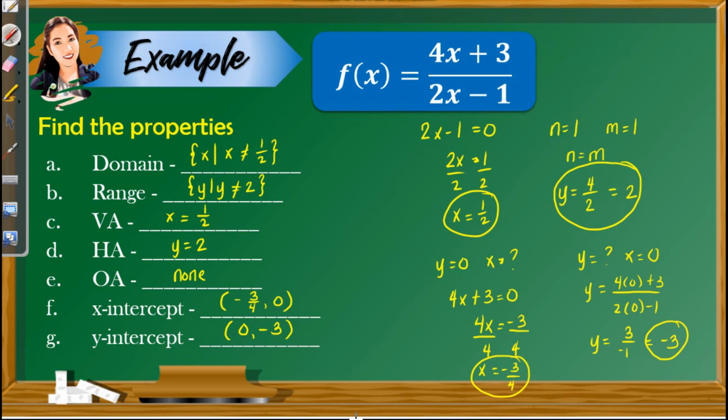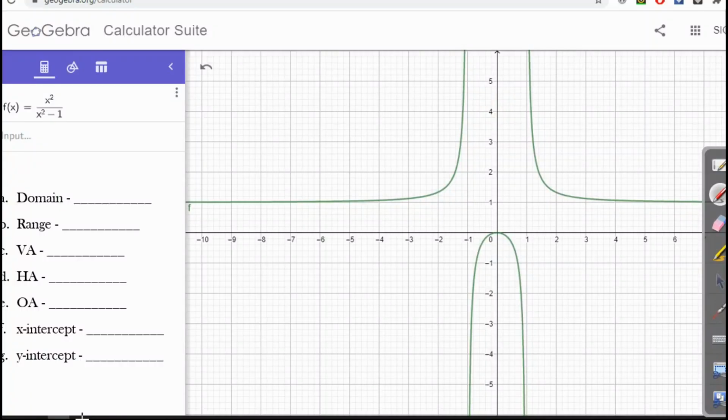Always remember that not at all times can the general rule be applied in finding the properties. There are cases in rational functions where we could easily find the properties when we graph them. For this example, we have the function x squared over x squared minus 1. As you can see, the numerator and denominator are both quadratic expressions.